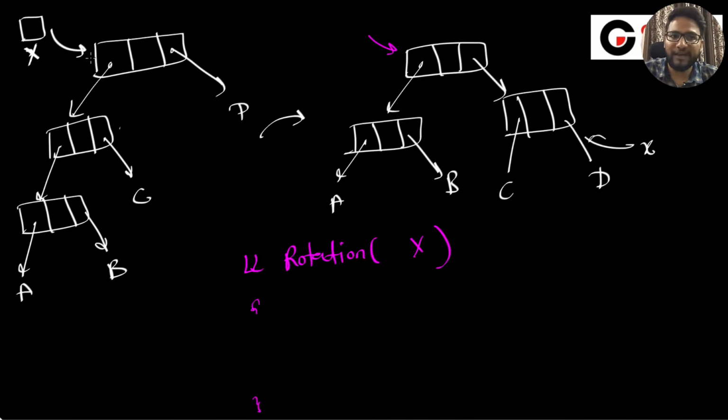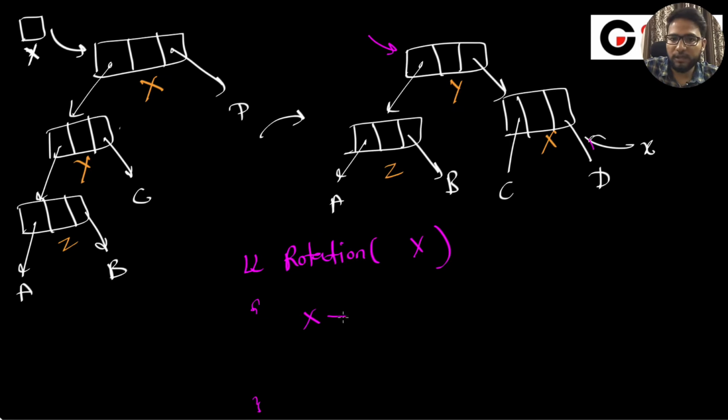How? You can say that x left should be pointing to c, right? See, this is x, which you are saying. Okay, let me write x y z. If you are used to this, let me write a, y, x and z. Let me use a different color. This is x, this is y, this is z, this is y, this is x, this is z. So you are saying that x left should point to c.